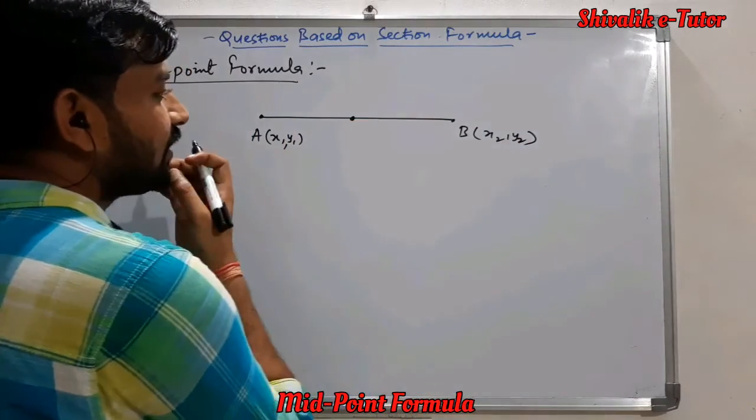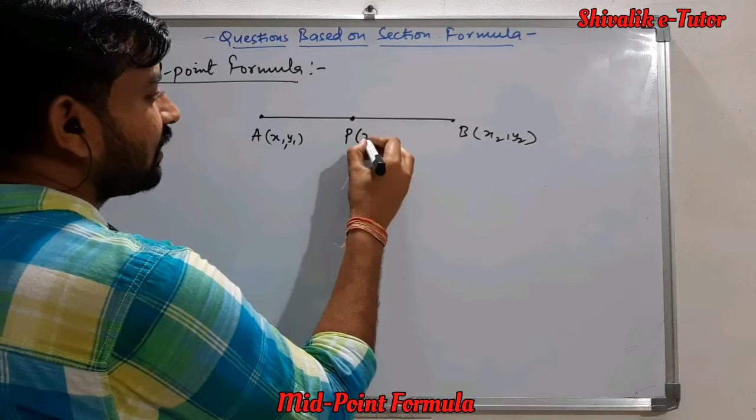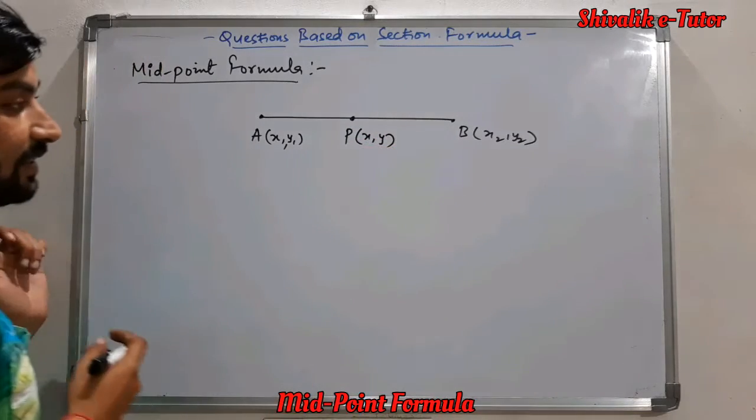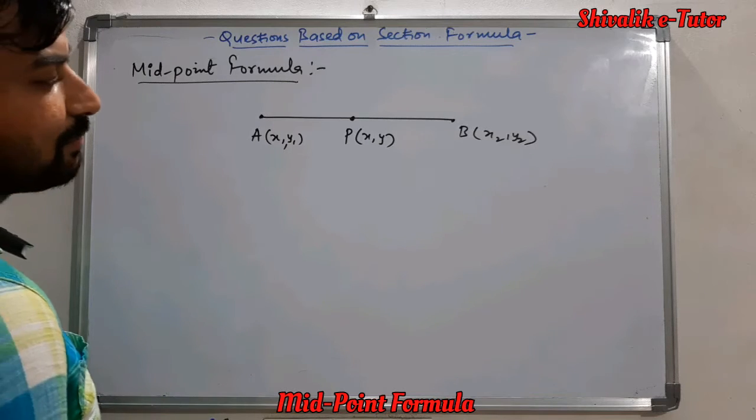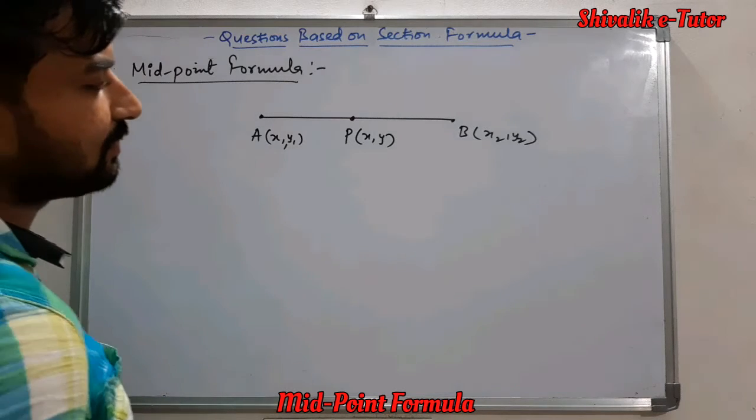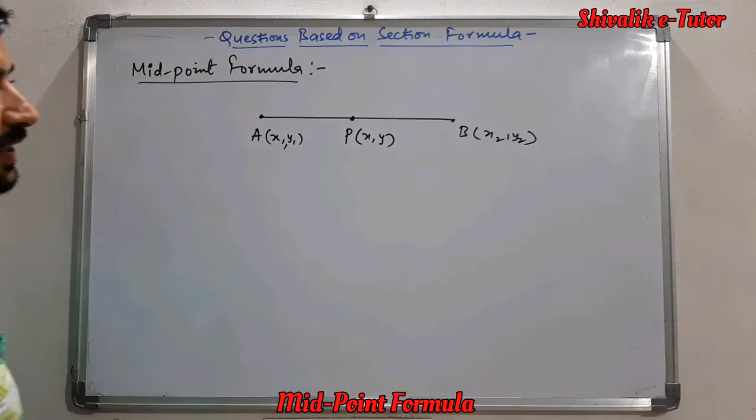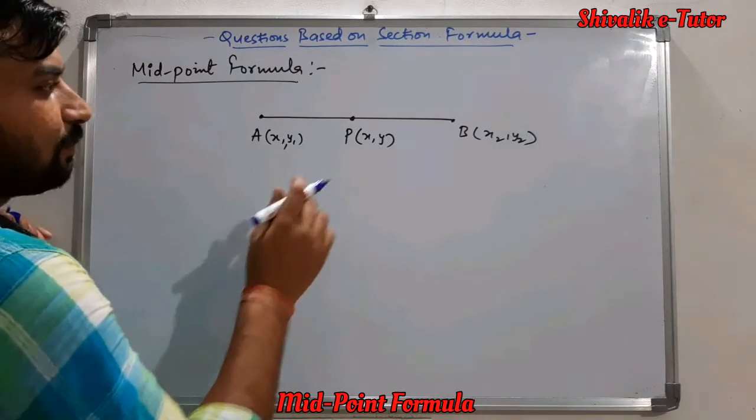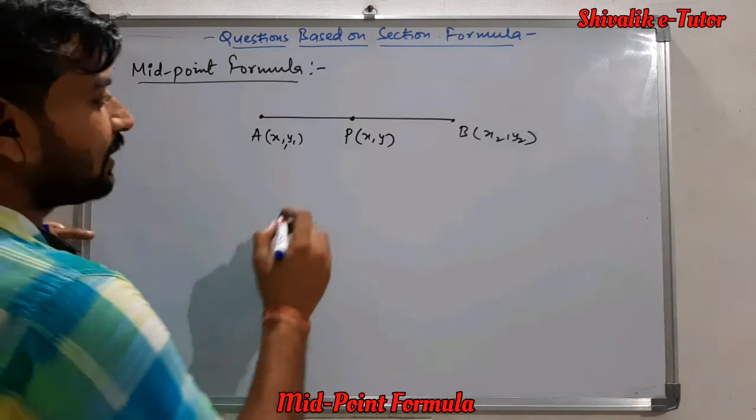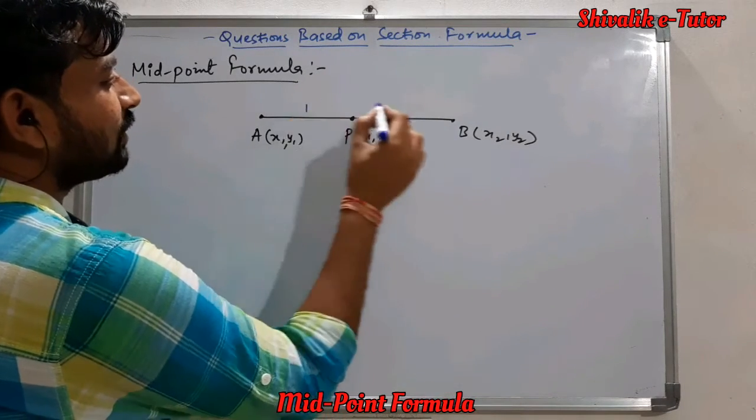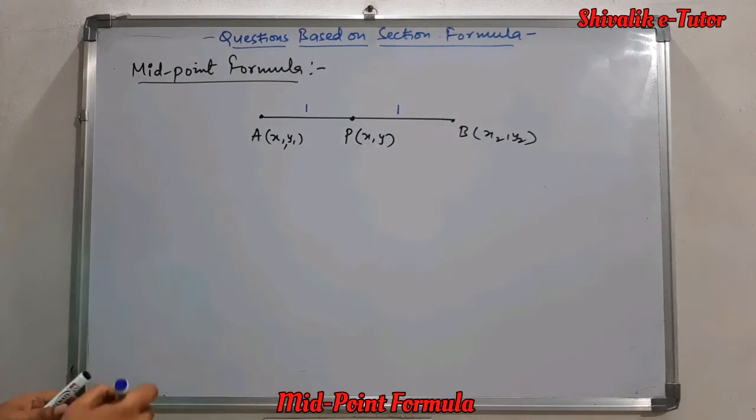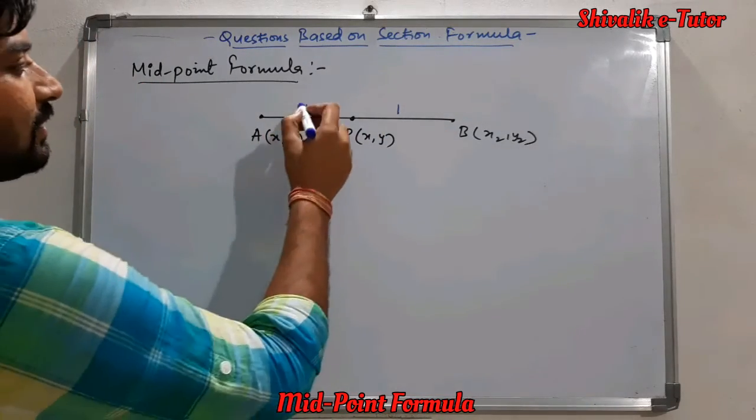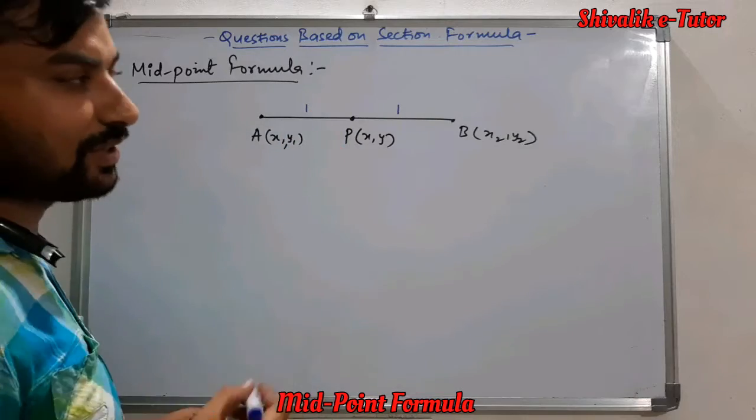Now in between we have a point P, which is (x, y), and here we are saying that this point P is the midpoint of line segment AB. Means when we find the ratio, if it is the midpoint, it means that the lengths AP and PB will be equal. So we can say the ratio in which the line segment is divided will be equal. So both are equal, meaning we can take them as 1 and 1.